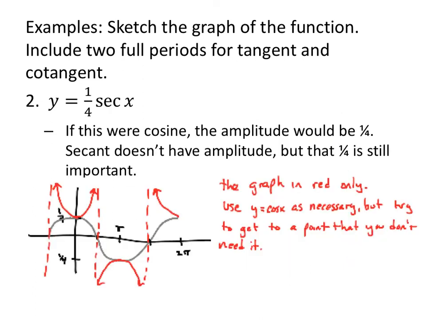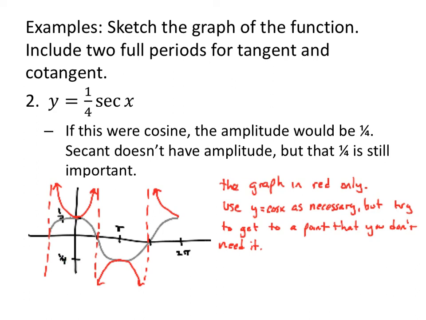Looking at 1/4 secant of x. If I was thinking of this as cosine, the amplitude would be a fourth. But remember, amplitude is half the distance between the maximum and the minimum. Secant doesn't have a maximum or a minimum. So the amplitude in cosine helps us, but we don't call it an amplitude when it comes to secant. It does help us label our y-axis though.